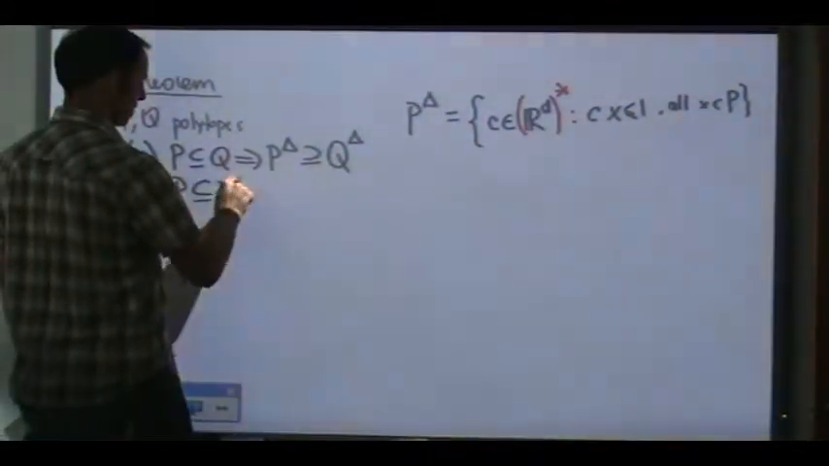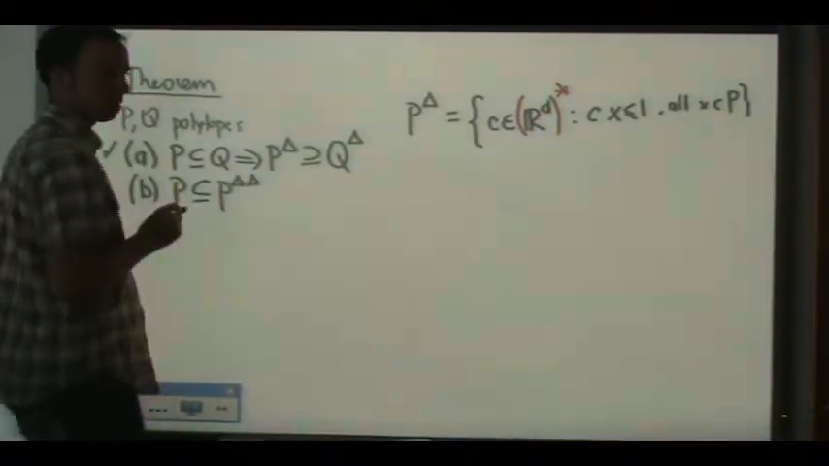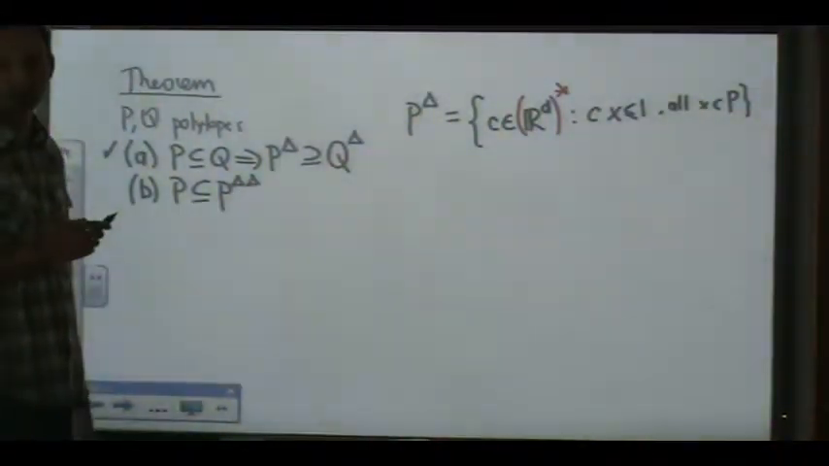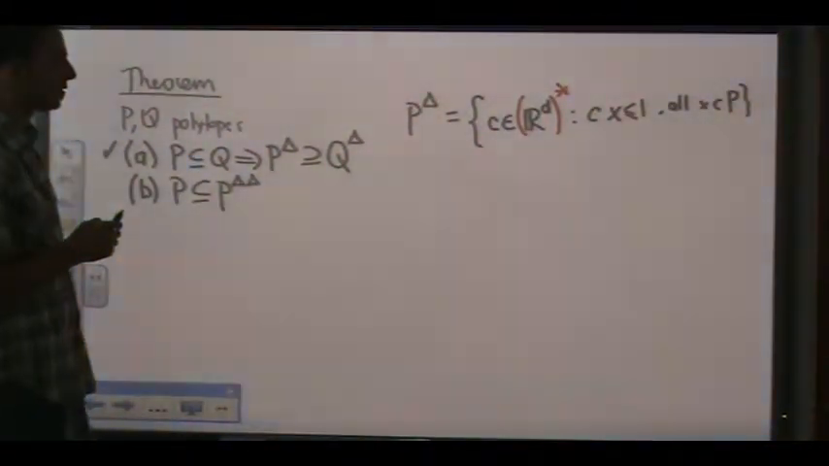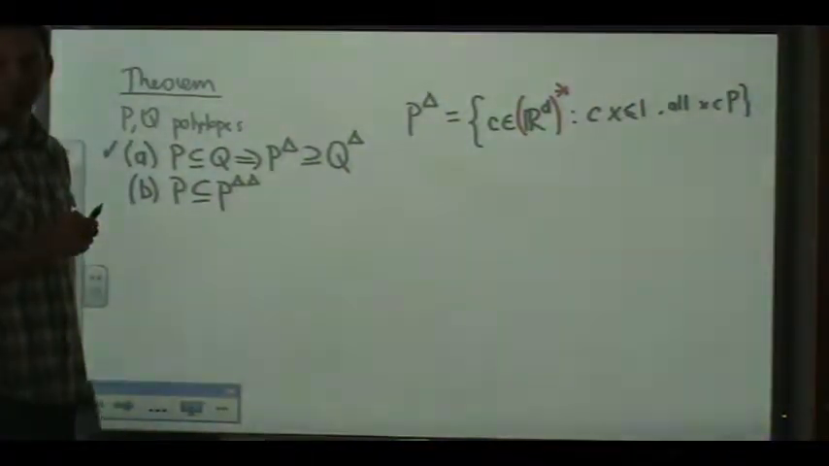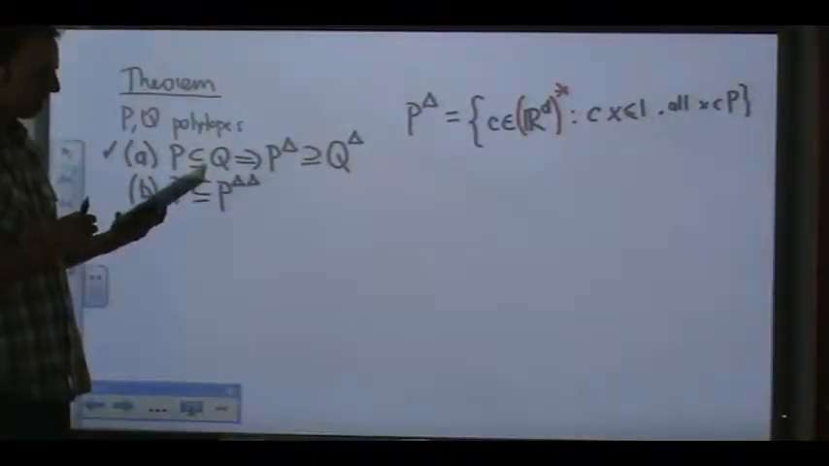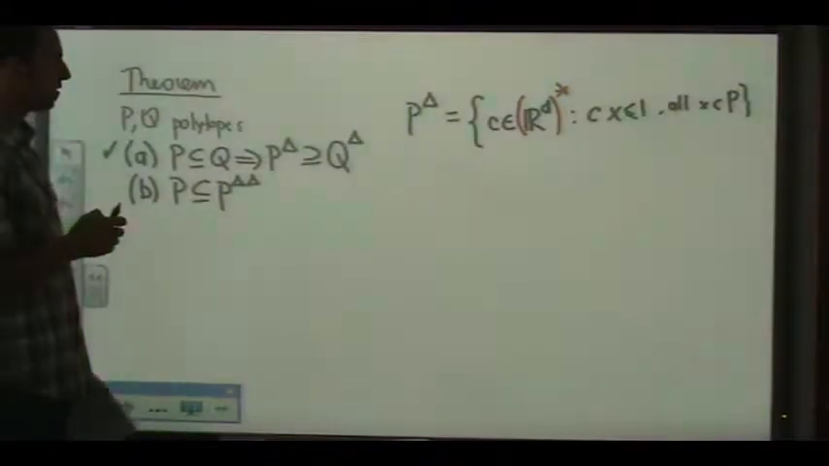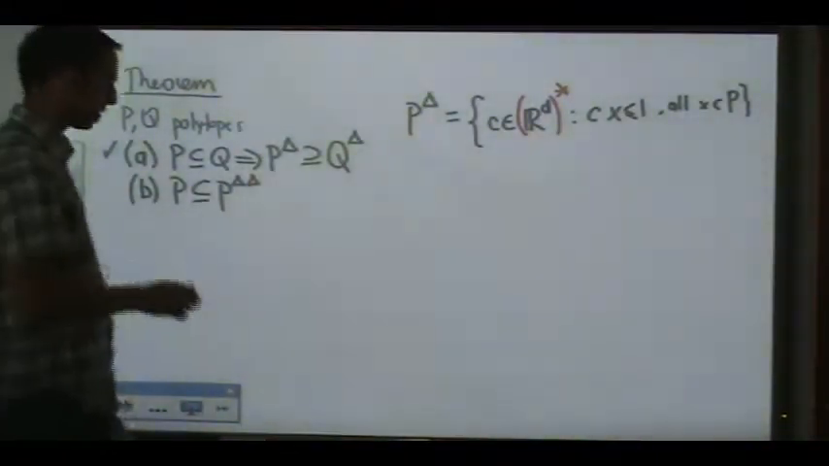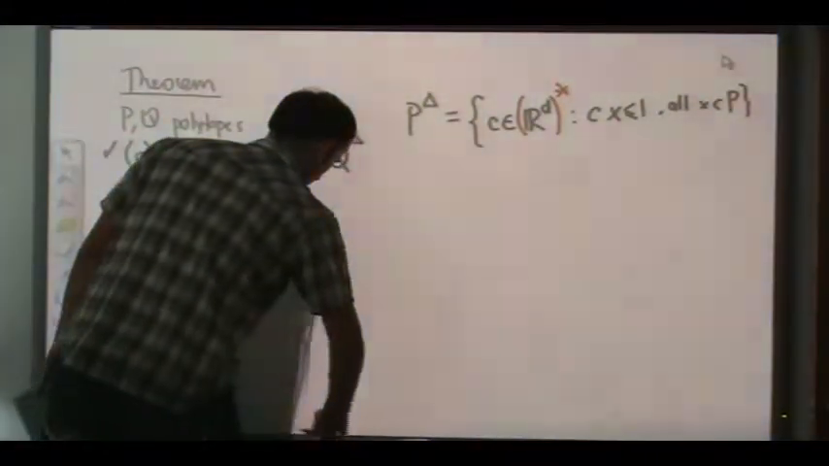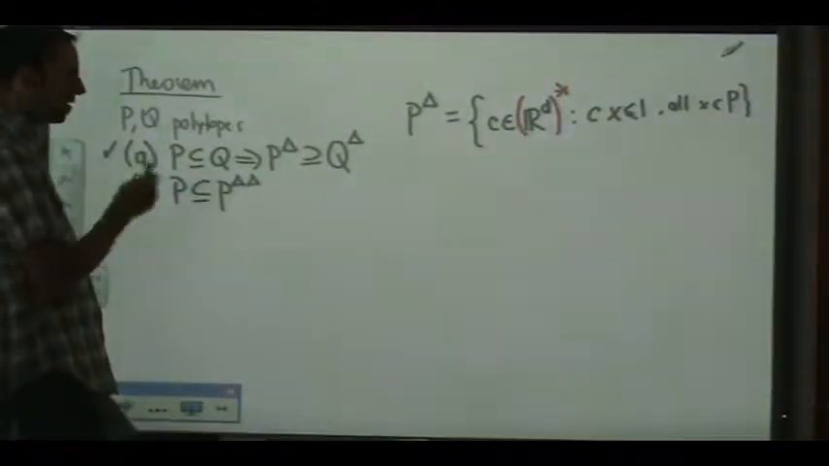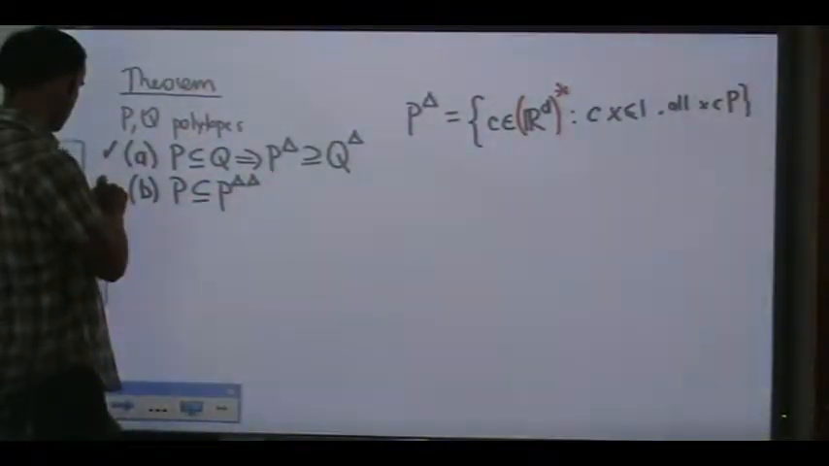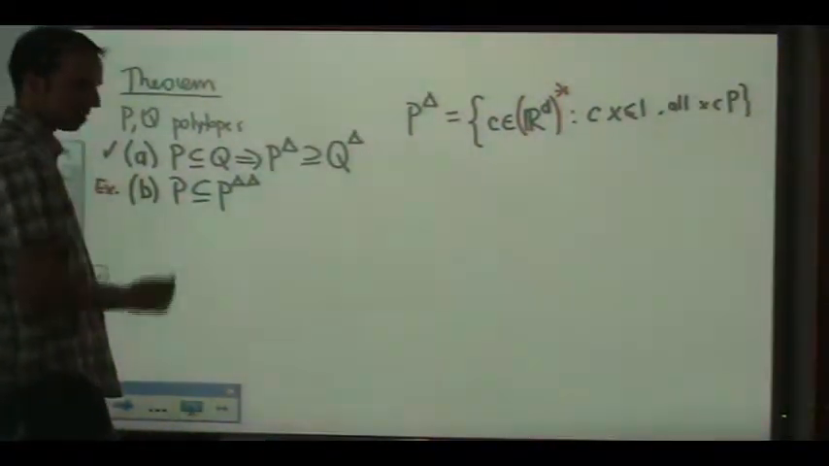P is a subset of P dual dual. You see that right away? I think this one is not obvious but easy. If you just write the definitions, you'll see there's nothing to say here. This is very easy.